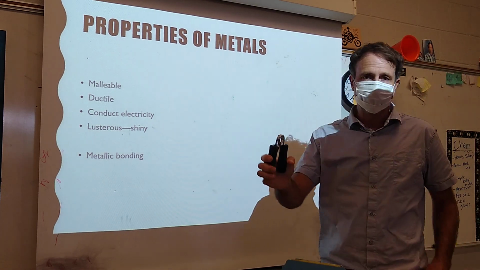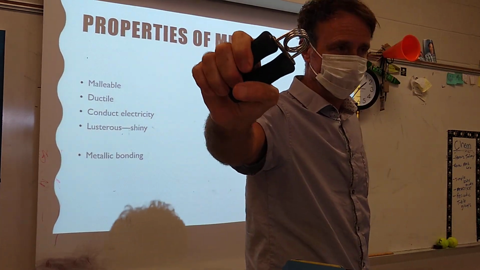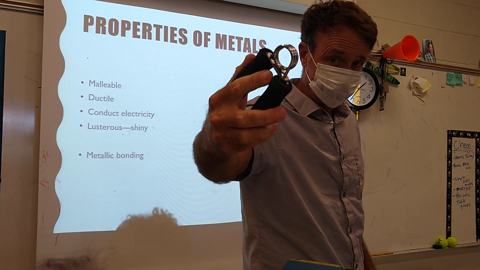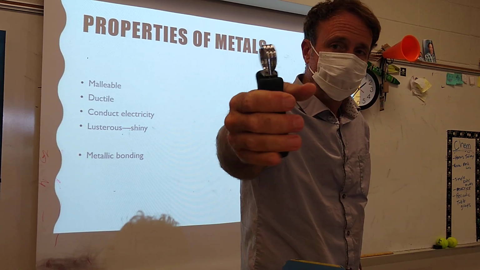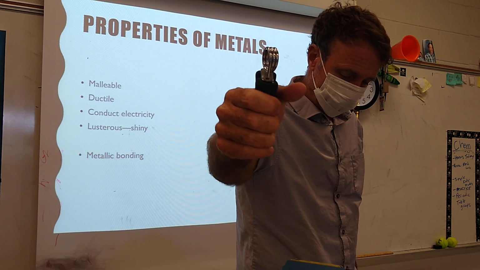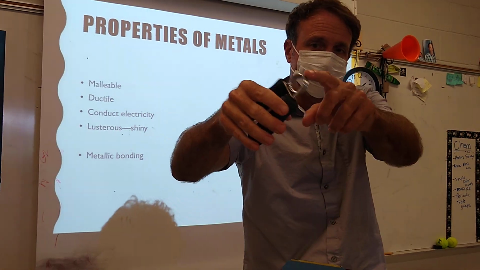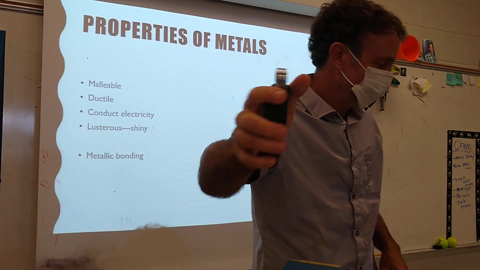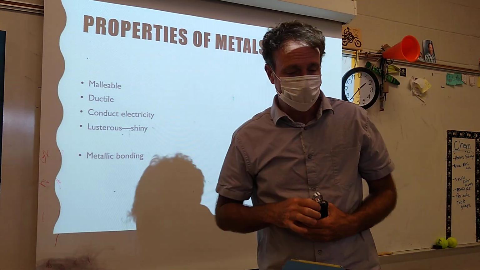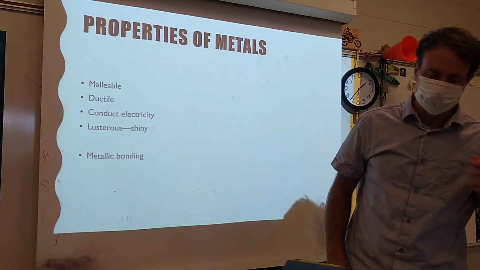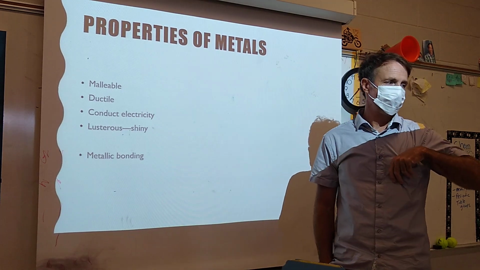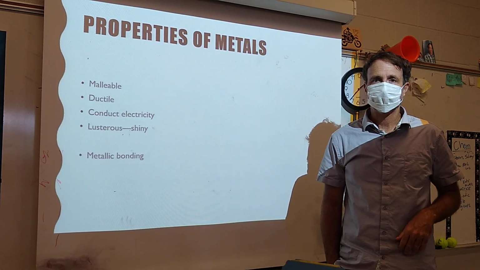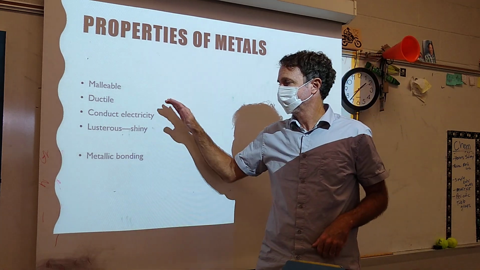This spring is a really good example of something that's metal. You can see the spring right here. It's obviously bendable. Okay? It's lustrous, it's shiny. Okay? And I think we all understand by the time we're in high school that metals conduct electricity.